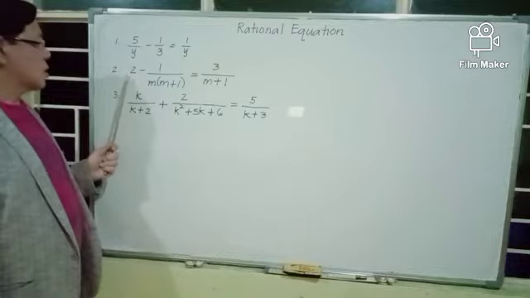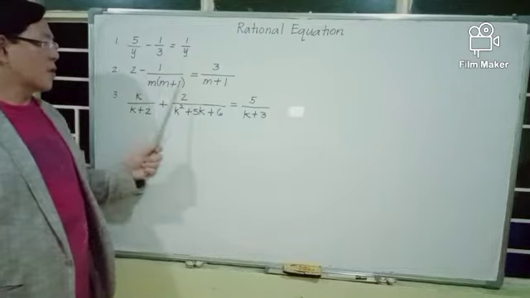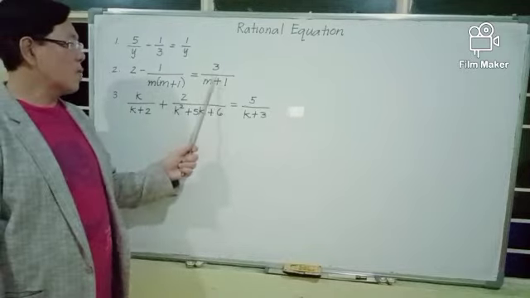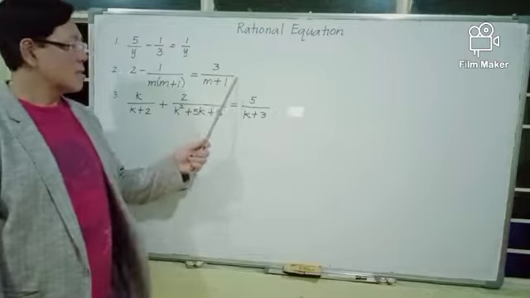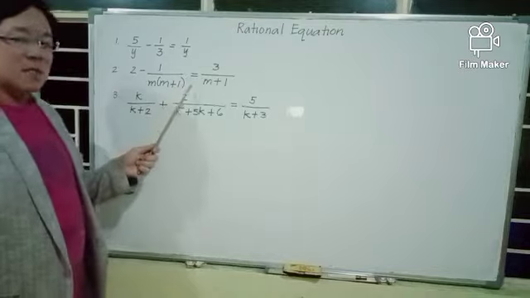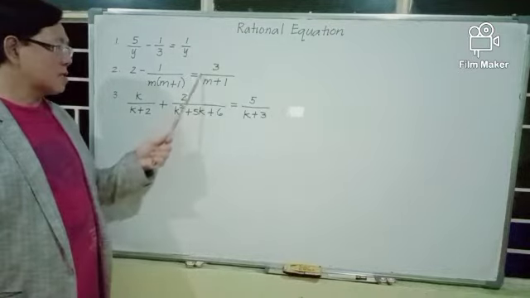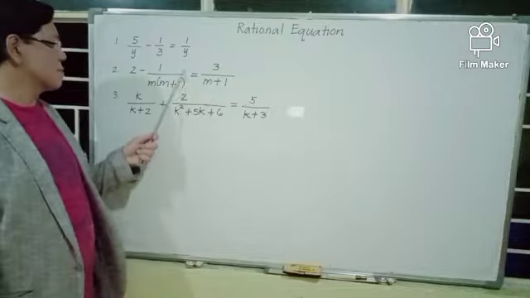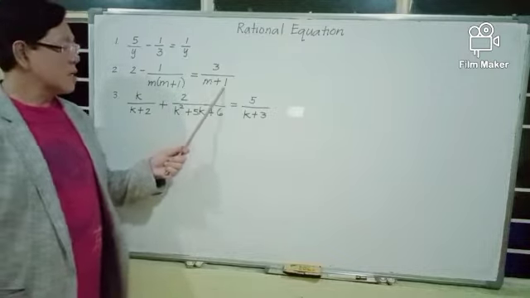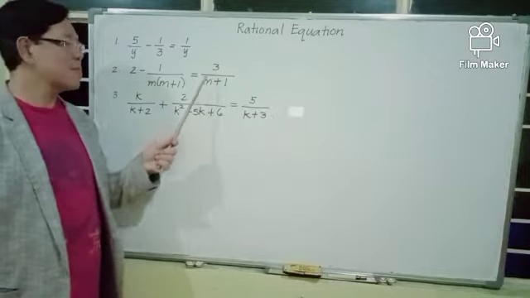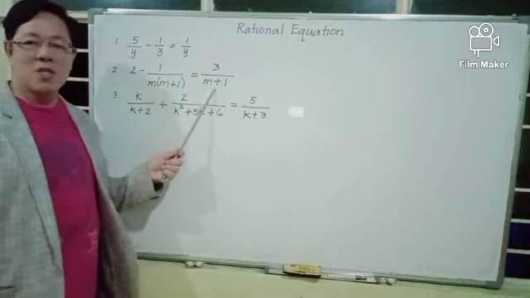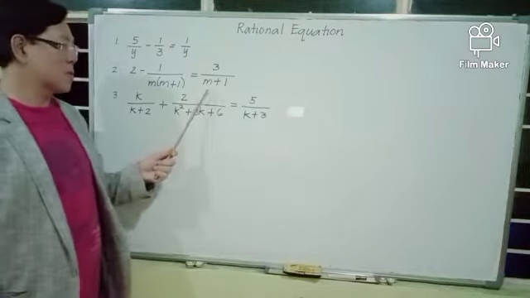Number 2, 2 minus 1 over m times quantity m plus 1 equals 3 over m plus 1. This is again an example of a rational equation because it is an equation and it contains rational expressions. 3 over m plus 1 is a rational expression. It is a ratio of a constant 3 and the binomial m plus 1. This is a binomial expression because it contains two terms.